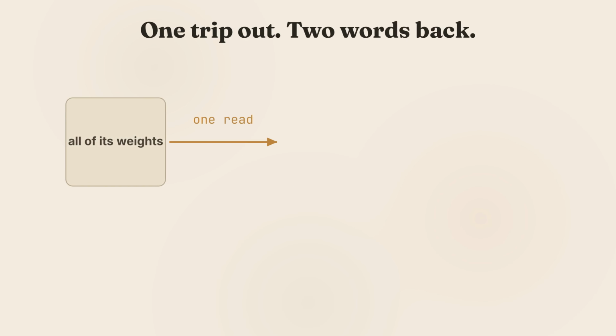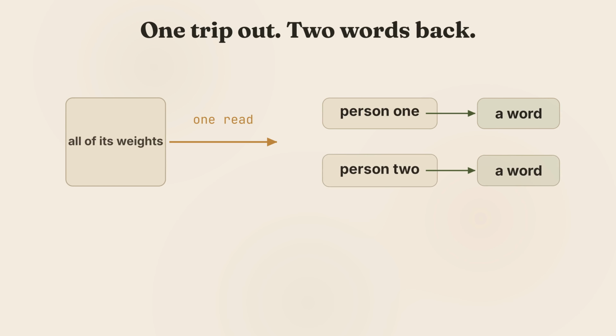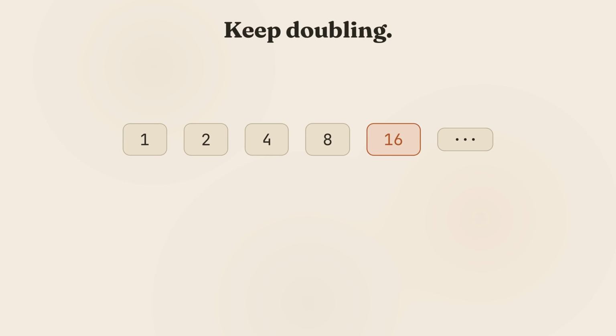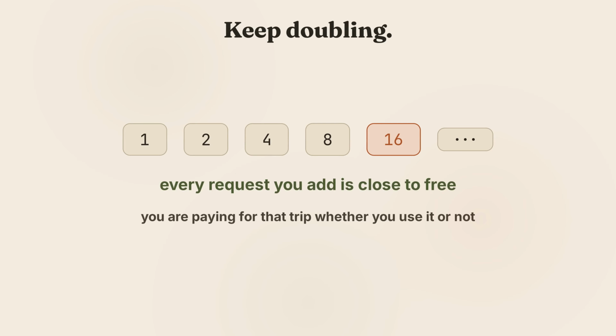When your server writes one word for one person, it drags all of its weights out of memory to do it. And if a second person is served in that very same step, that one trip just produced two words instead of one. So your bytes barely moved and your work doubled, right? Twice the tokens, and nobody waited noticeably longer. So what do you do? Keep doubling and keep going until that stops being true. Because every request you add is close to free, and you're paying for that trip whether you use it or not.